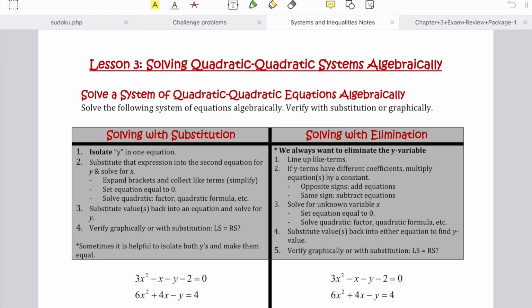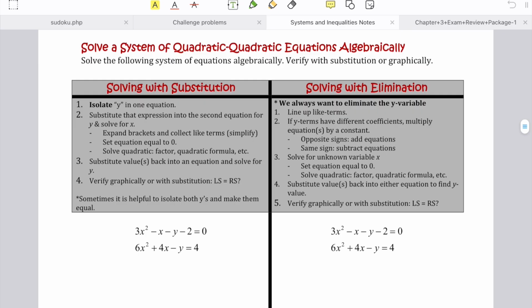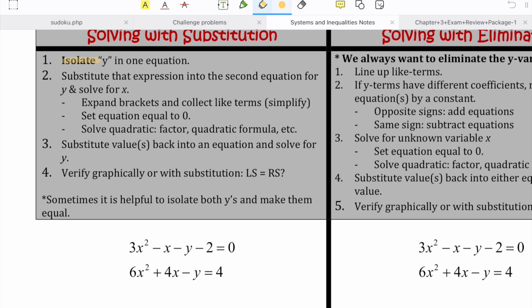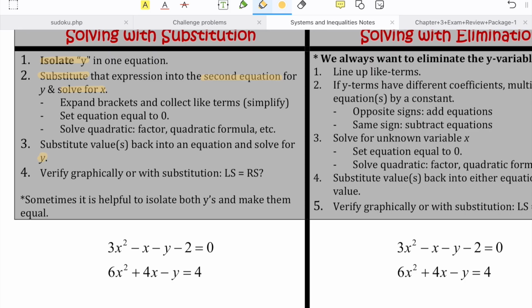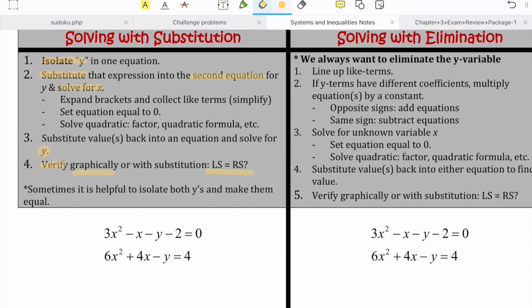Okay, so last lesson we talked about how to solve linear quadratic equations. Today we'll talk about quadratic systems. So again, substitution and elimination, just a quick overview of what that is. Substitution is when you're isolating the y and substituting it in the second equation. Then you solve for x and then substitute values back into the equation to find your y value. And then you can verify your work by using a graphing calculator, or left side is equal to right side.